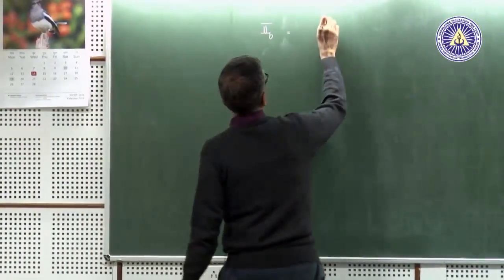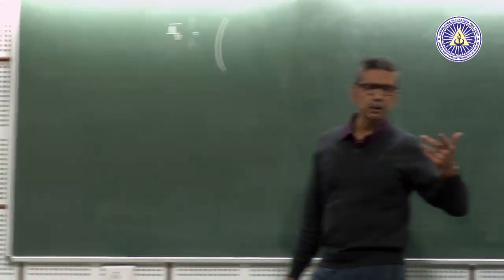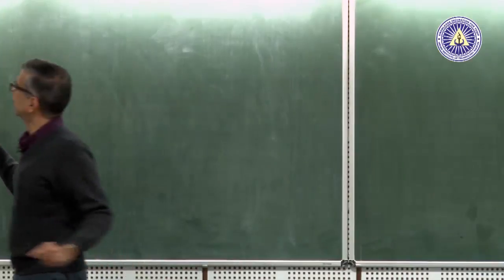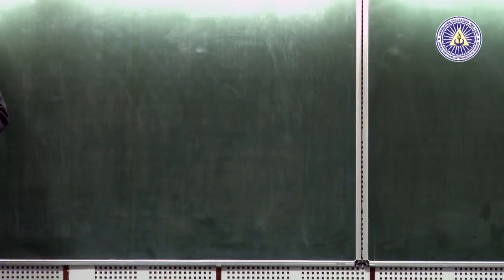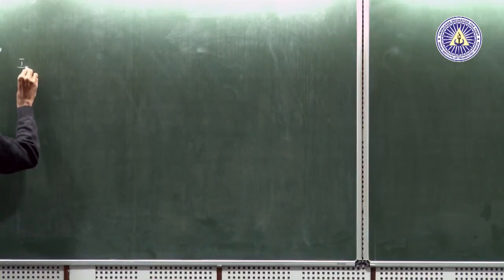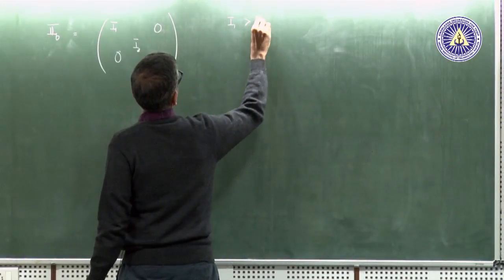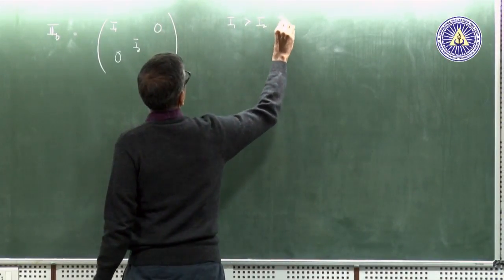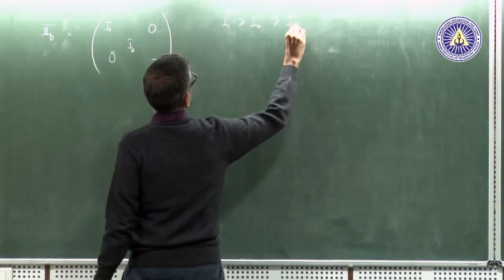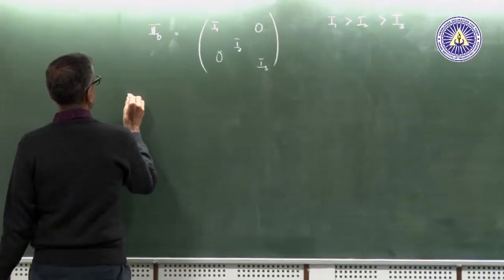I_B is a diagonal matrix. As you all know, a moment of inertia matrix, by choosing a proper coordinate system, you can diagonalize it. Let us say I1, I2, I3, and let us assume I1 greater than I2 greater than I3. All right. So, remember the equations were this way.